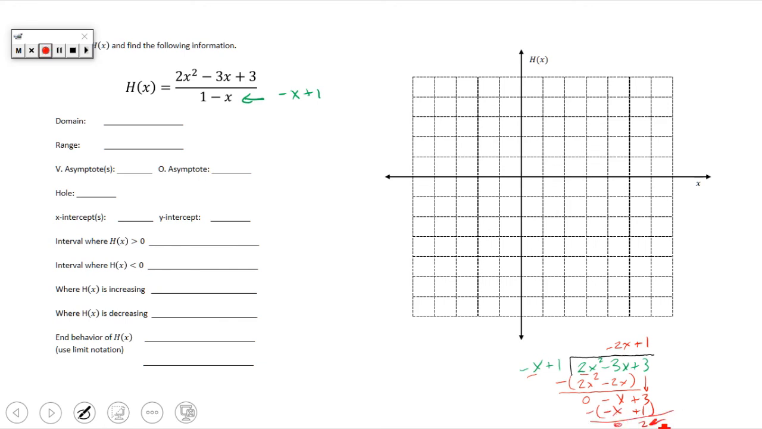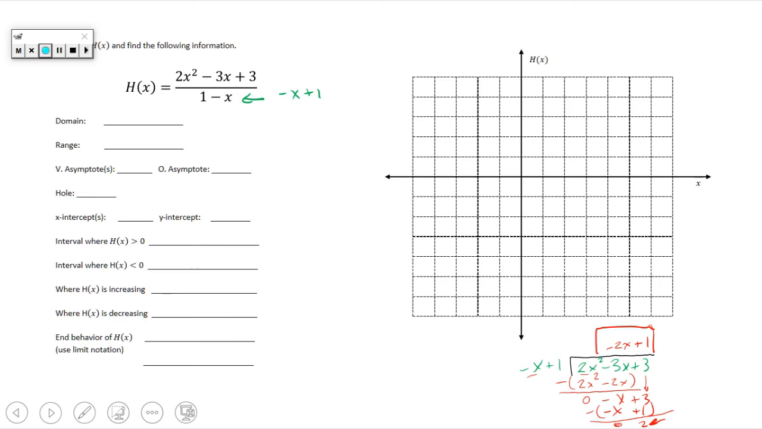And we don't care about this 2. What we care about is the quotient, and that quotient tells us that the oblique asymptote is at y is equal to negative 2x plus 1.